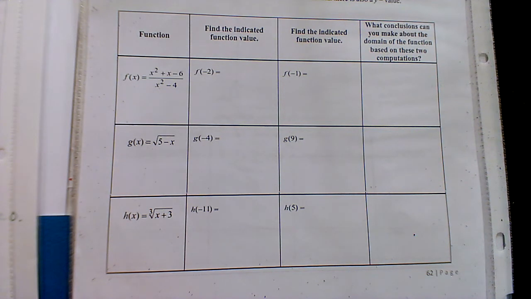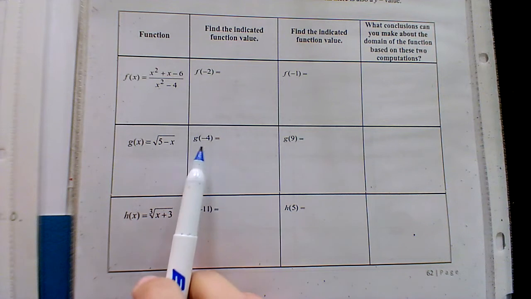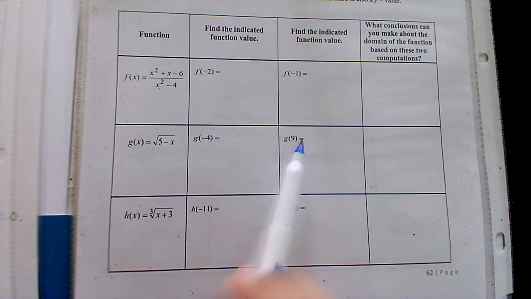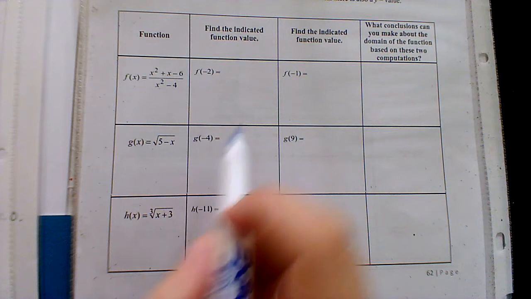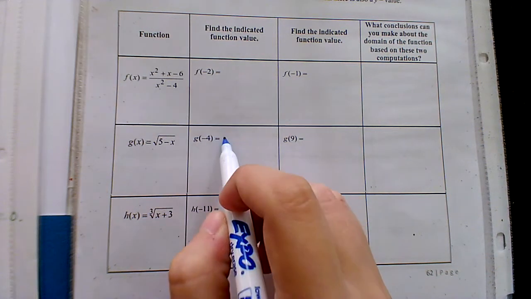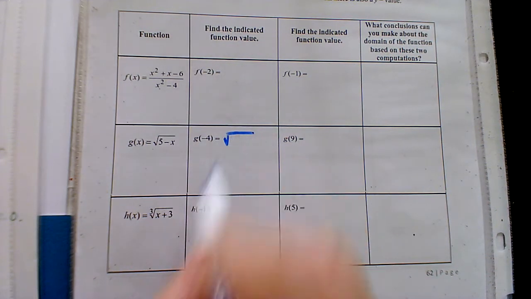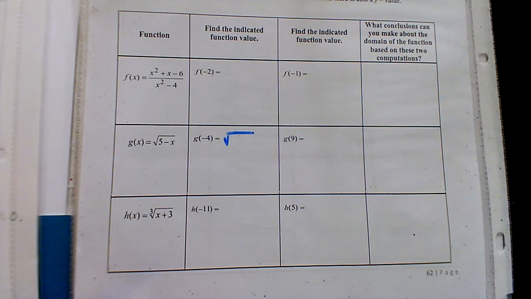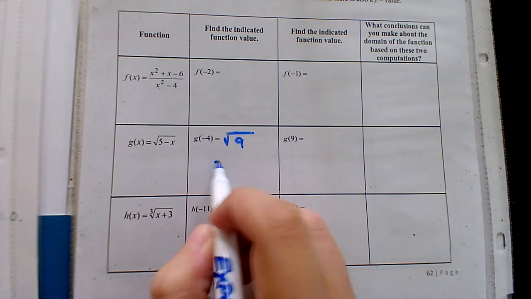So in terms of the square root one, let's just check to see if -4 is a part of the domain or is it not, and then the same thing with 9. So if we were to plug in -4, that would change to a 5 plus 4, which would be a 9.